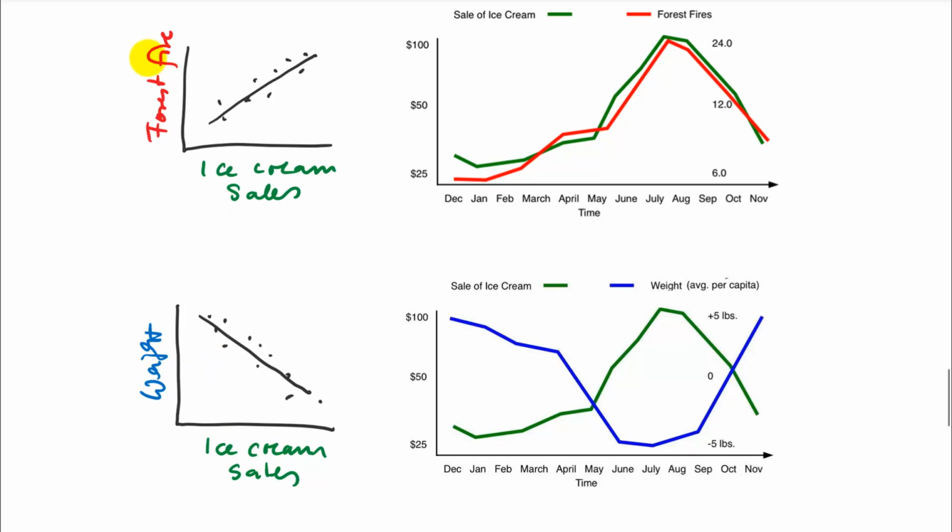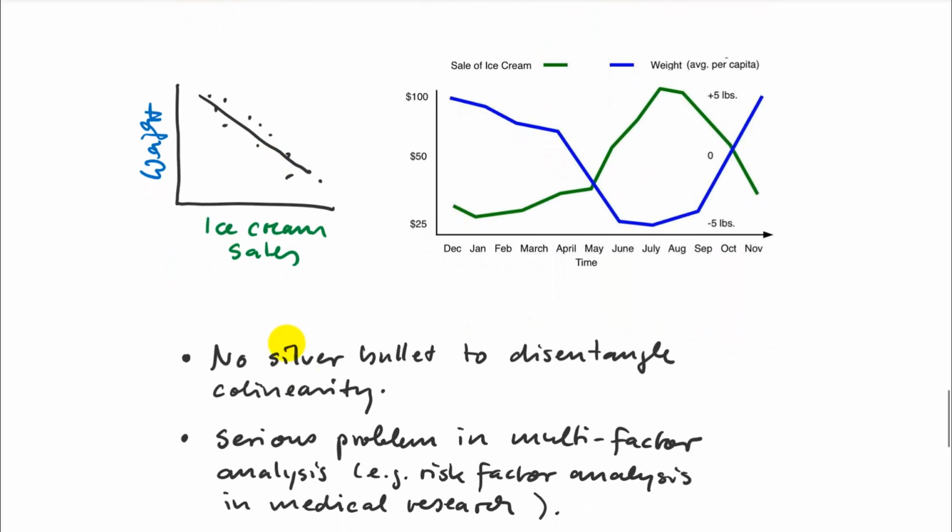I could try forest fire as a function of weight. So, if people gain weight, does this cause forest fires? So if you have a large data set, there's quite a number of correlations that you get. Usually a small amount are actually causal relationships. And most of the time, those relationships just mean that something else influences both. So that's called collinearity if you have multiple variables that are related to each other. And there is actually no analytical silver bullet to disentangle collinearity, really. So that is a serious problem in any kind of multi-factor analysis, risk factor analysis, and medical research.